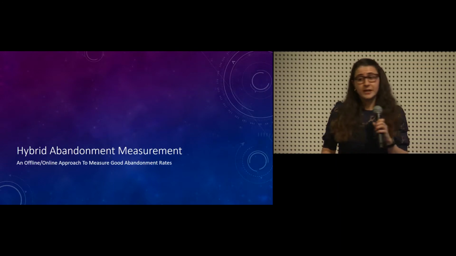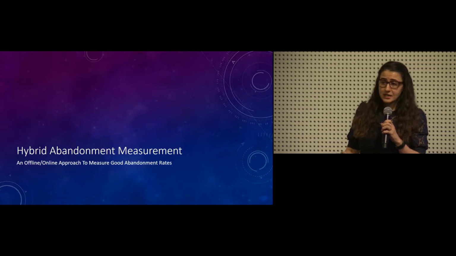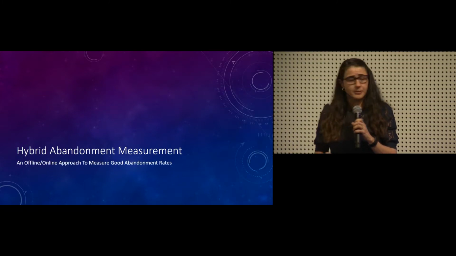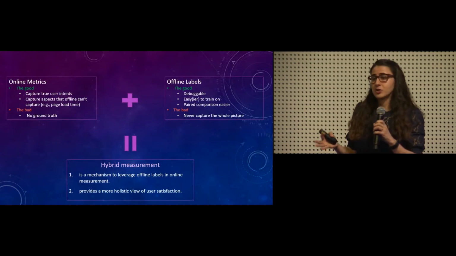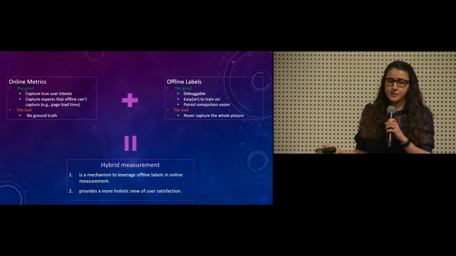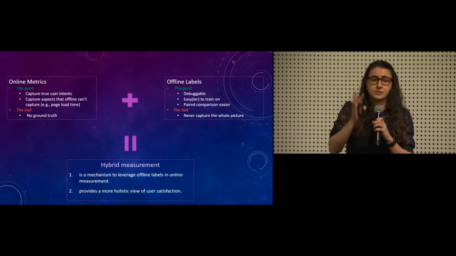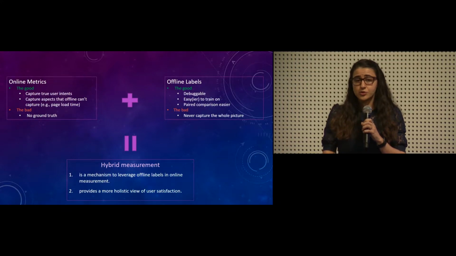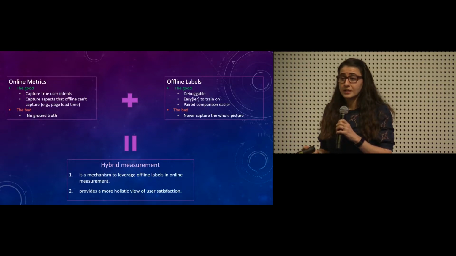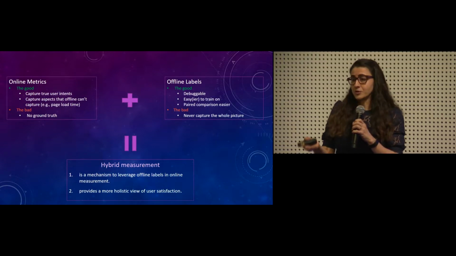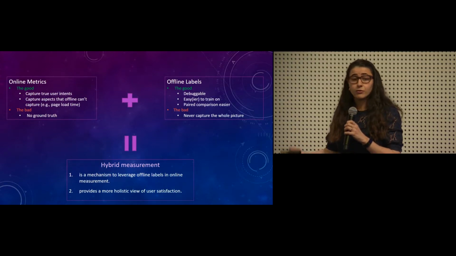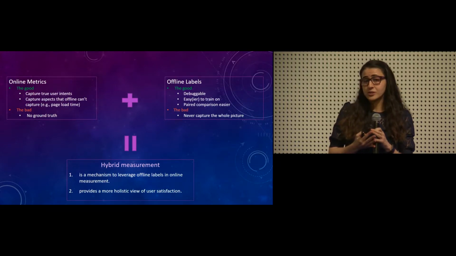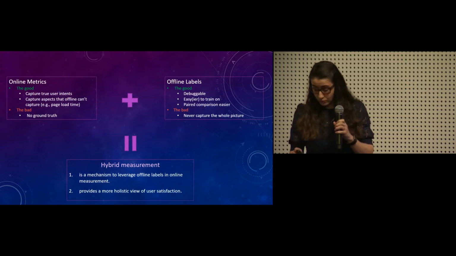So with hybrid abandonment, now that I know that abandonment can make a difference on my experiment, I need to actually properly measure how much good abandonment I have. So for that, we leverage more of the offline labels aspect of this. So our online metrics are great because they're the user logs. It really captures the user intent because the user interacted with the search engine. However, we don't have ground truth data from online metrics. Offline labels give us that. We can actually collect labels for different scenarios that we have. So that's what the hybrid measurement does. It combines both of these approaches to get a more holistic view of the session overall.